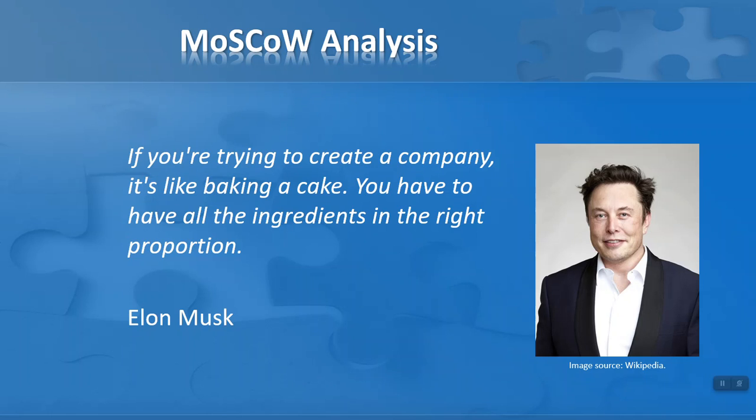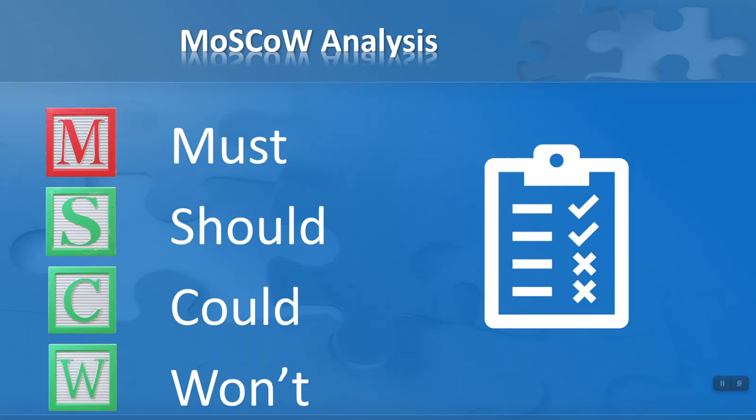Let's, as always in our lessons, start out with a quote. This one is from Elon Musk, I'm sure you all know, and he once said, "If you're trying to create a company, it's like baking a cake. You have to have all the ingredients in the right proportion." So my interpretation of this for our problem solving techniques course is that we need to be able to decide which things are more important than others, what proportion we should do things, what are the things that we do, and what are the things that we don't do. So MoSCoW analysis is just one method of helping us in this case.